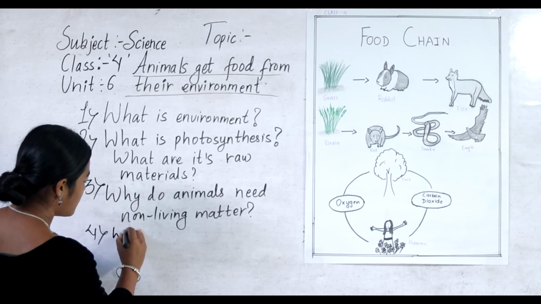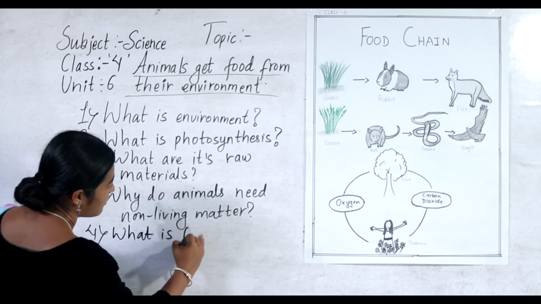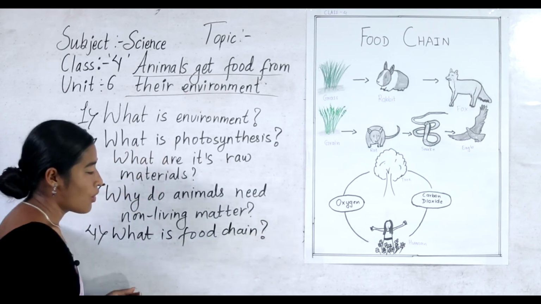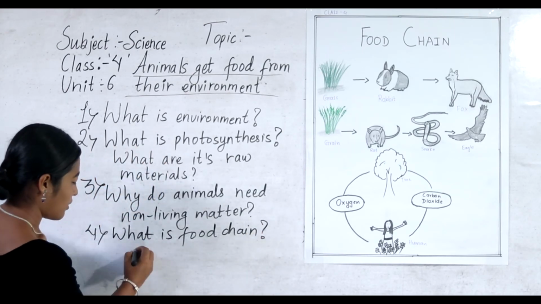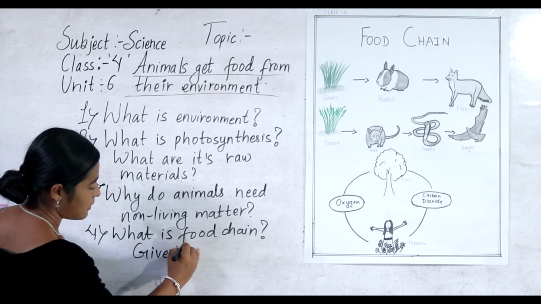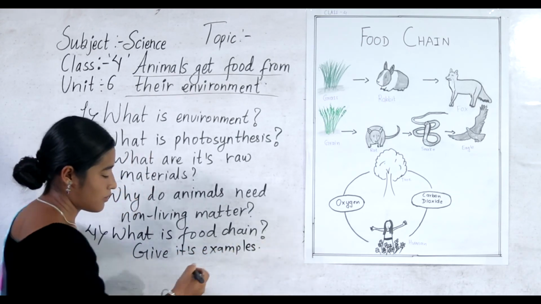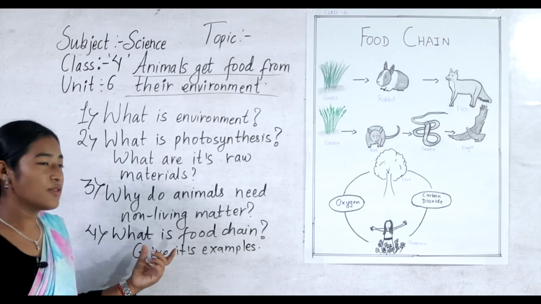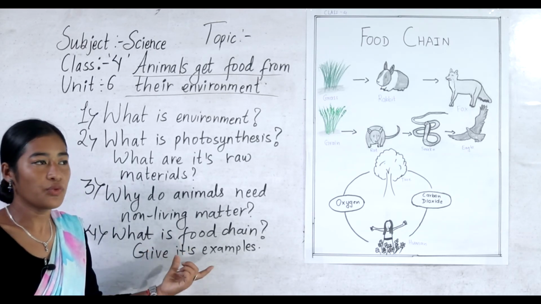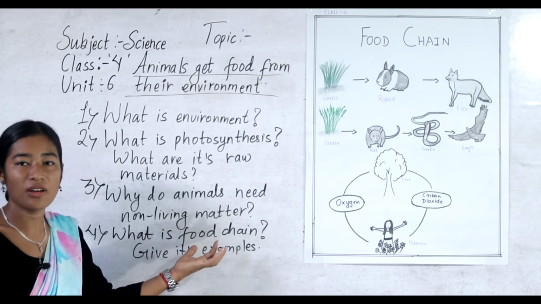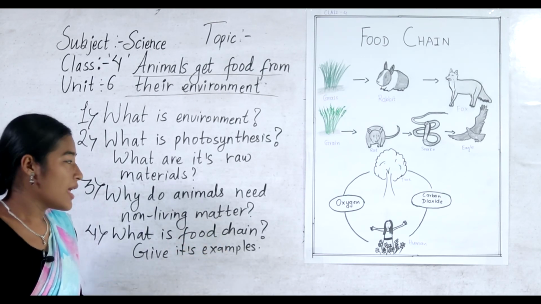So the last question is, what is food chain? Give its example. So what is food chain? The transfer of energy from one living organism to another through food is called food chain.